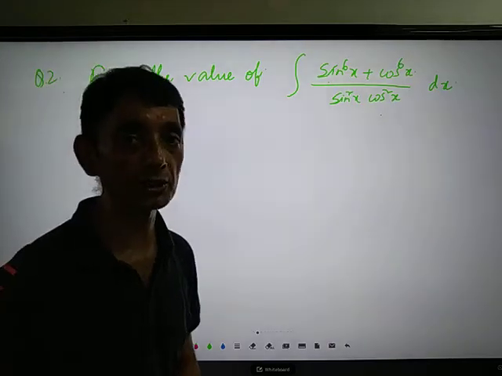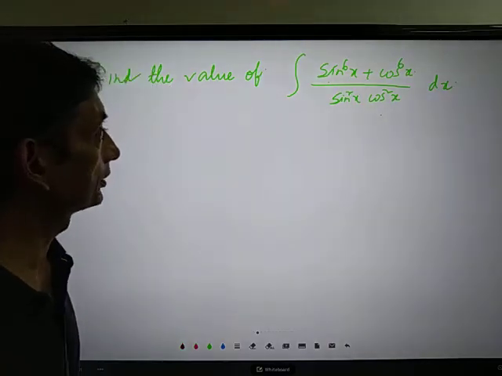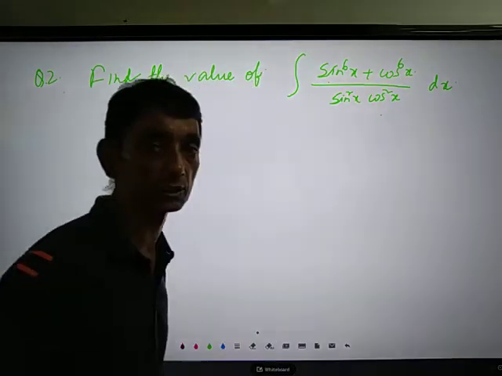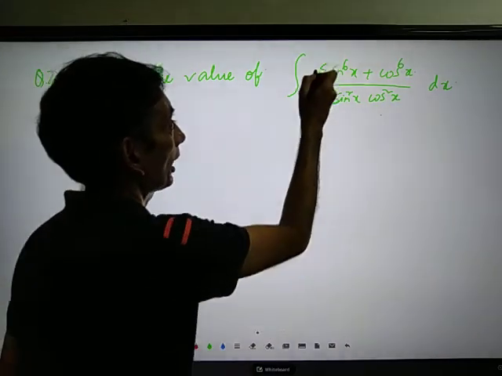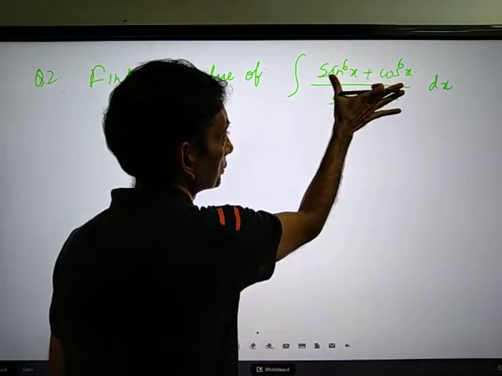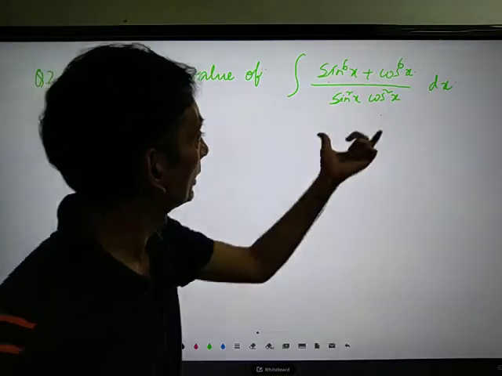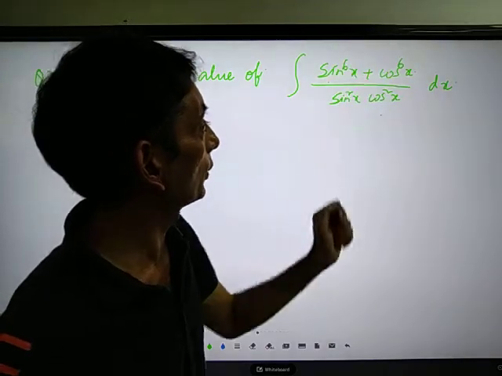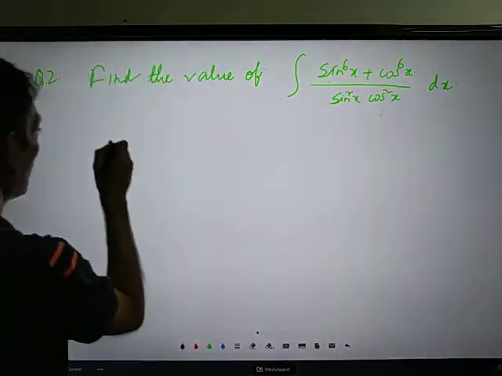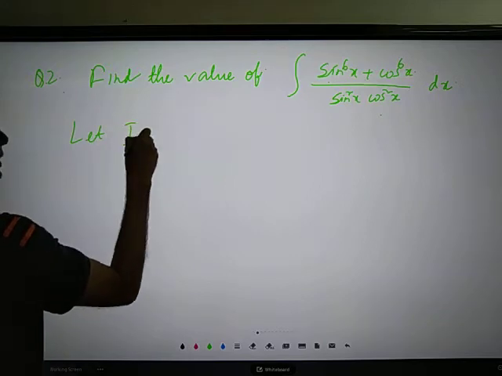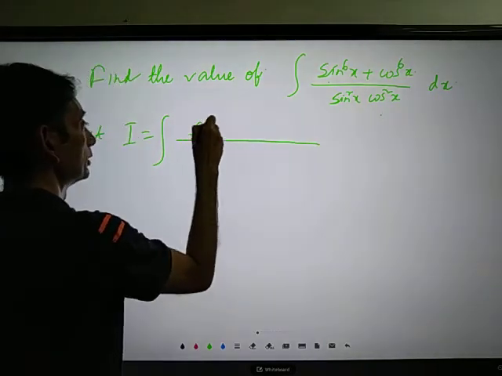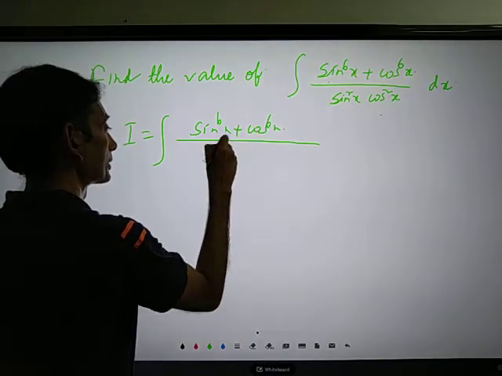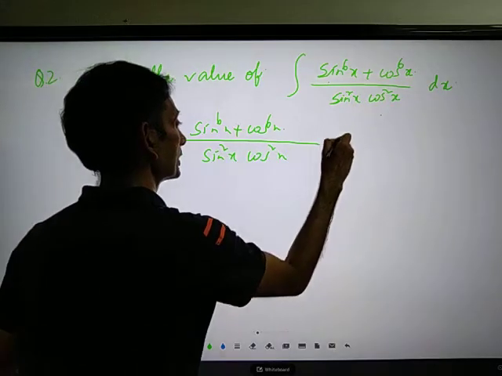This is question 2: find the value of the integration of sin to the power 6x plus cos to the power 6x by sin square x into cos square x dx. How to integrate this? For this function also, we don't have a direct formula. So therefore, we try to simplify the numerator. Let I equal the integral of sin to the power 6x plus cos to the power 6x by sin square x into cos square x dx.